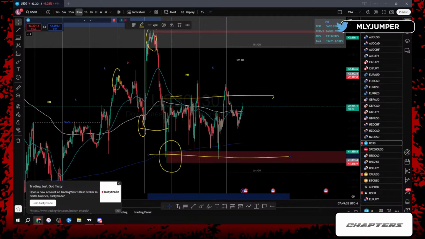Non-farm at 8:15, and then CAD news at 9:45, and another USD folder at 10. And that's pretty much it for tomorrow. Unemployment claims on Thursday, and then the first Friday of the month should be another NFP. Yeah, non-farm on Friday at 8:30.